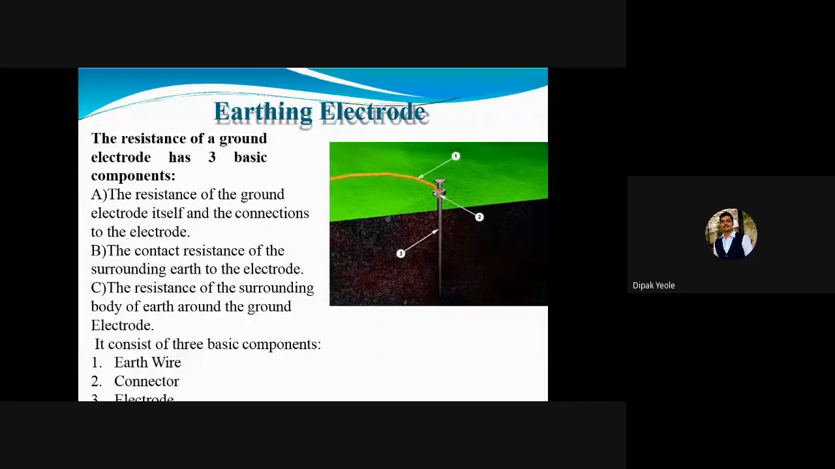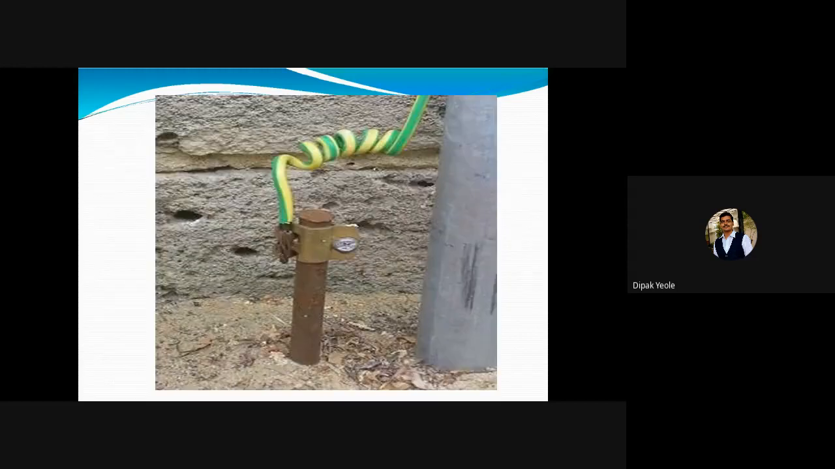So this is nothing but the earthing electrode. The number 1 indicates the earth wire, which has a low resistance. The number 2 indicates the connector, and number 3 indicates the electrode. After that, this is the real picture of the earthing electrode, and this is the connector. We have to connect this earth wire to this connector so that the current is transferred from this to this.